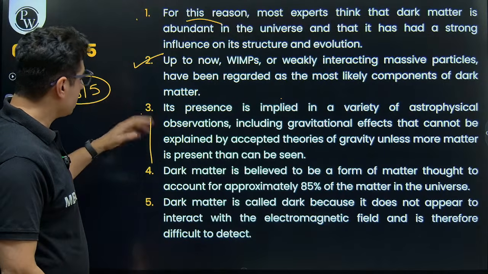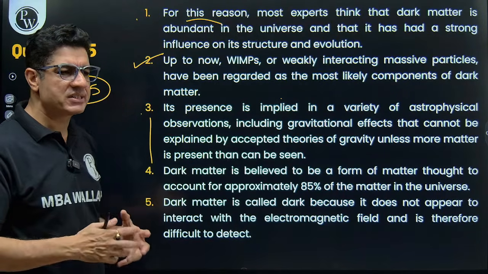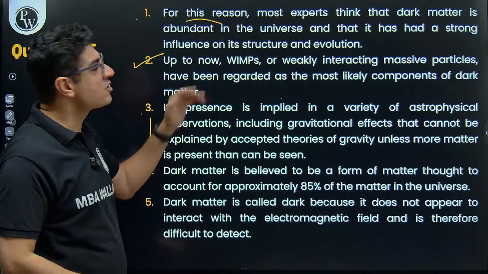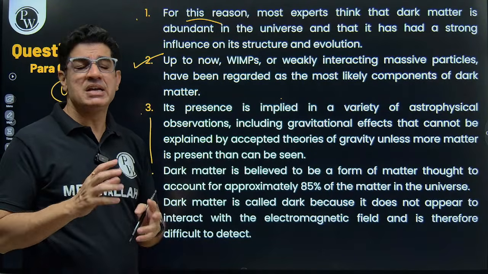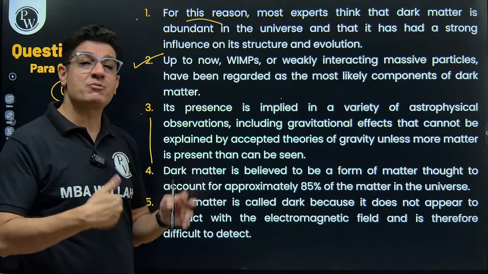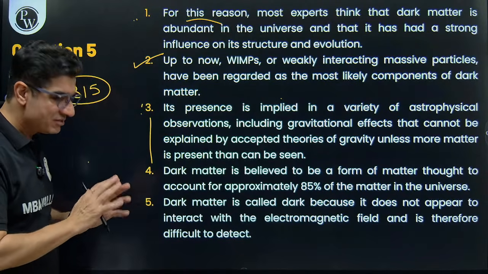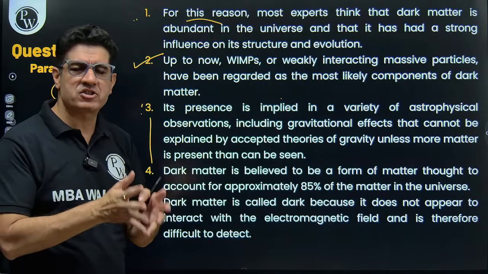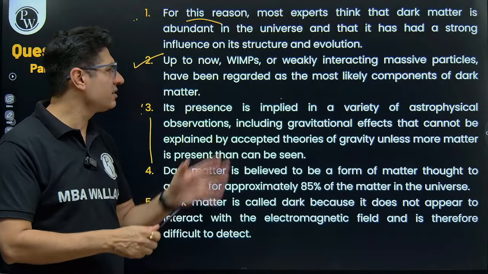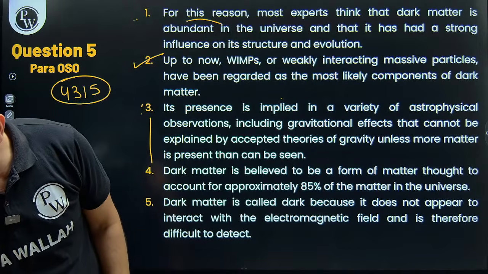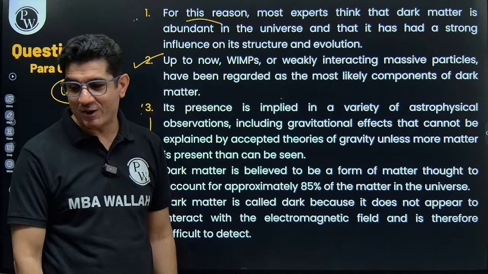So 4, 3, 1 and 5 are basically moving towards establishing the presence. Second gets into the specific components. So if I were to form a paragraph around a theme, I'd say these 4 can form a theme where the paragraph is trying to establish the presence of dark matter. Second will obviously belong to a different theme, and that is why that will be the odd one out here.